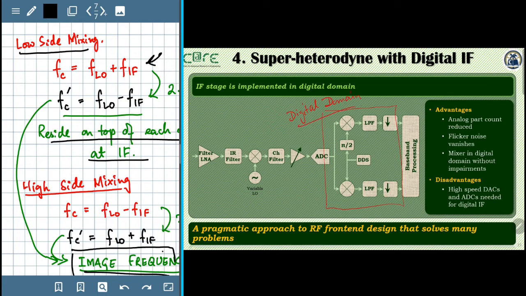Including the process of down conversion to the baseband, and this means that because the signal is being converted to the baseband in the digital domain, there is no issue of flicker noise, there is reduced analog part count, and the mixer in digital domain does not have those analog domain RF impairments. The disadvantage is the same. High speed ADCs are now needed to handle the digital IF frequency.